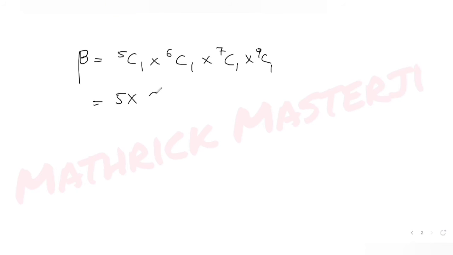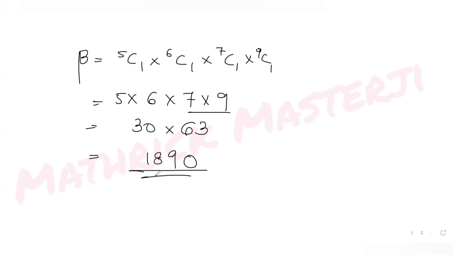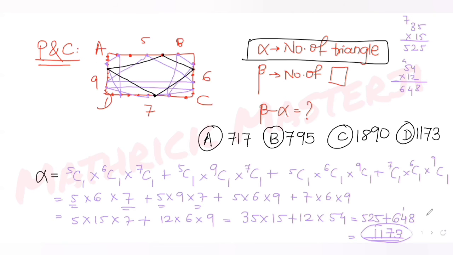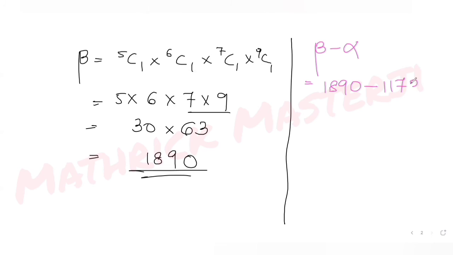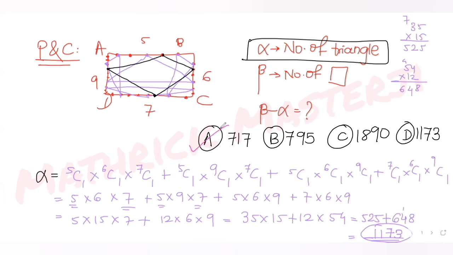So I get 5 into 6 into 7 into 9. That gives me 630, and 630 into 3 is 1890, the total number of quadrilaterals that I can form. Now that I have alpha and beta, I'll find the difference between them. So 1890 minus alpha, which is 1173, gives me 717.